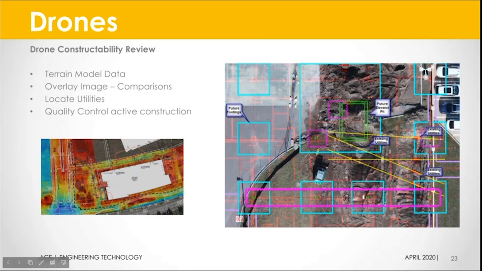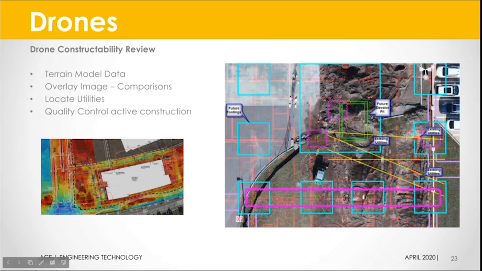The other version of constructability reviews, we can also do this with drones. And this is always a cool, fun way to get out on site, talk to the team, and see how everything is progressing. The great thing about drones is that they provide so much information in just an image. They're able to provide terrain model data. You can overlay images, so you can get a PDF drawing of your current project and overlay it on top of the pictures that the drone has taken, and it'll help locate utilities.